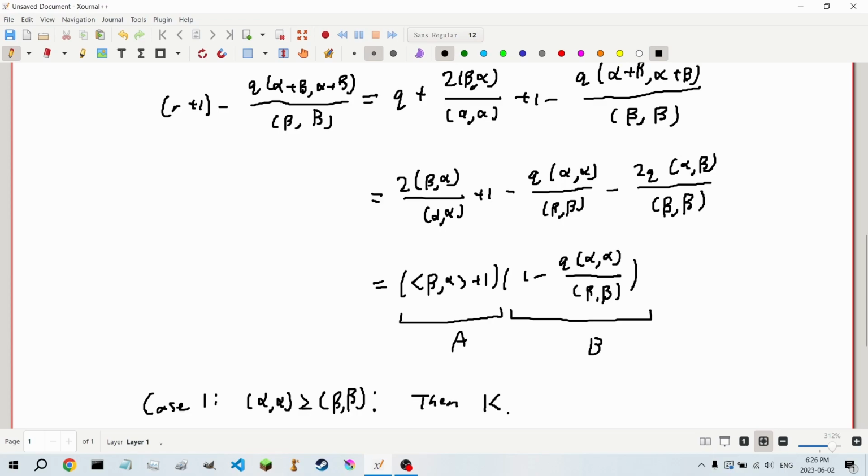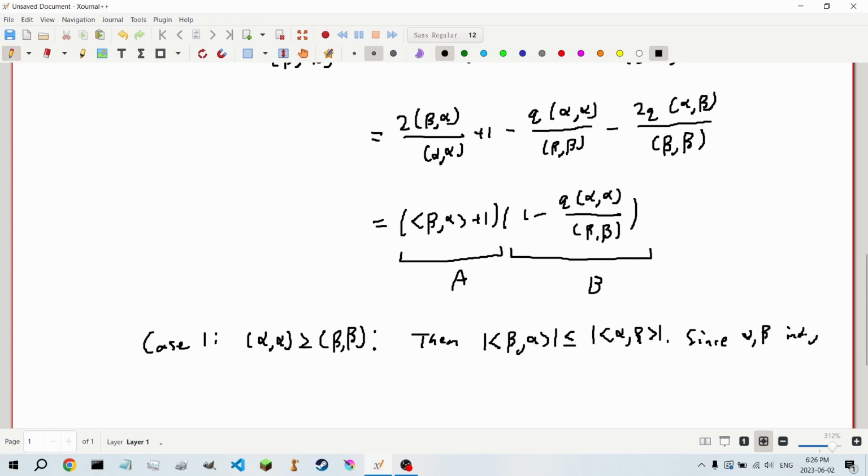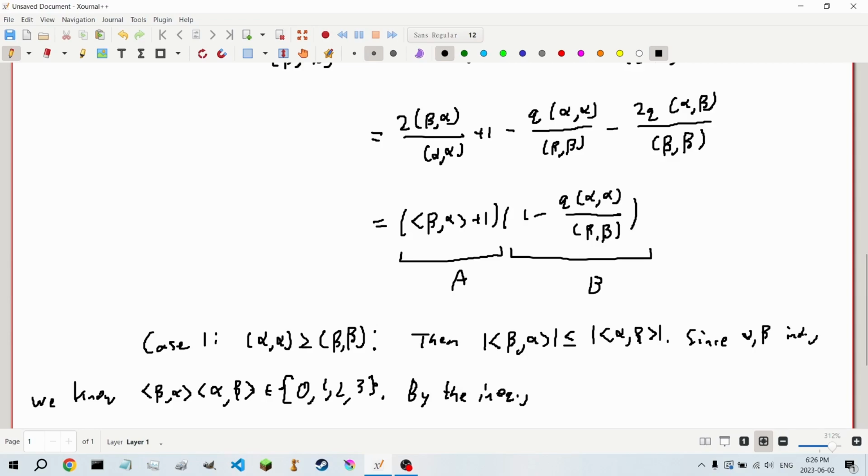Well, then the size of the angle bracket of beta on alpha is less than the size of the angle bracket of alpha on beta. And since alpha and beta are independent, we know that the angle bracket of beta on alpha times alpha on beta is 0, 1, 2, or 3, as we saw before. By the inequality, the angle bracket of beta on alpha is minus 1, 0, or 1.